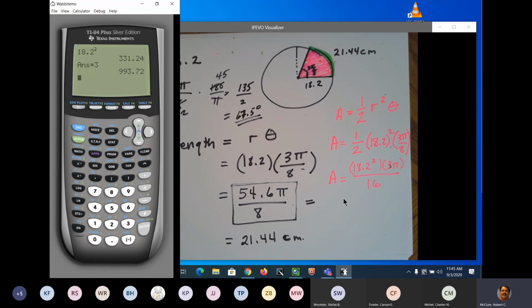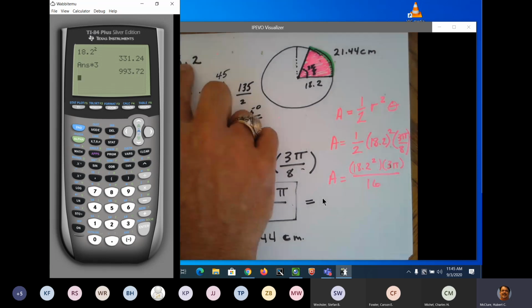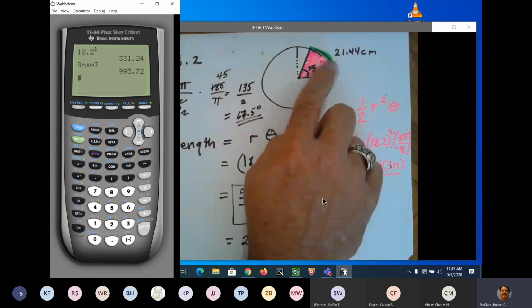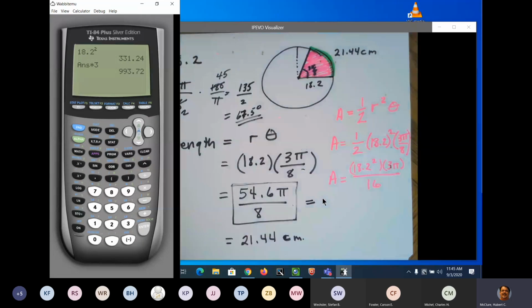993.72 pi over 16. And you can write it like that. But since they're wanting a distance here, they're going to want square feet or square meters or square centimeters or whatever as far as your area. So I got that through times pi divided by 16.